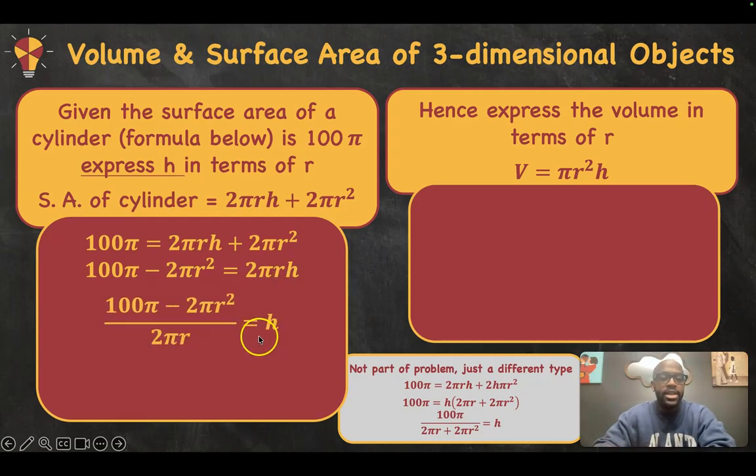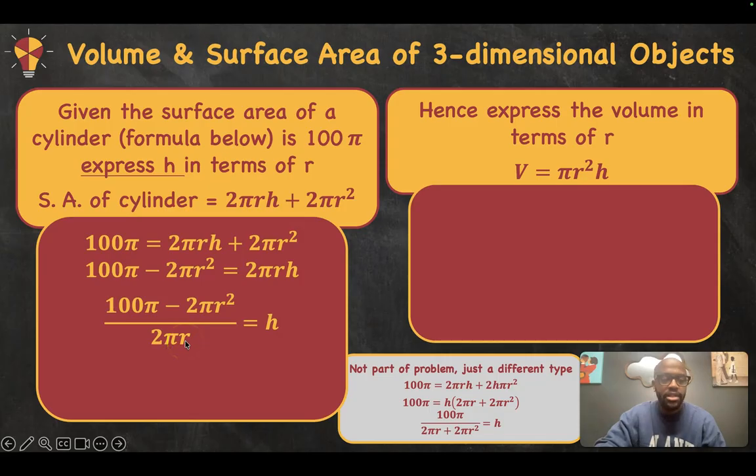Now, from here, we want to say, what can go into both of these terms that's in the denominator? 2 can go into 100 50 times. 2 can go into 2 one time. So the 2 can actually be simplified to 50 pi minus pi r squared, because the 2 divided by 2 is 1. You don't have to write that. Now pi. Pi is in the first term and it's in the second term. So technically I could divide out by 2 pi, and I would be left with 50 minus r squared.